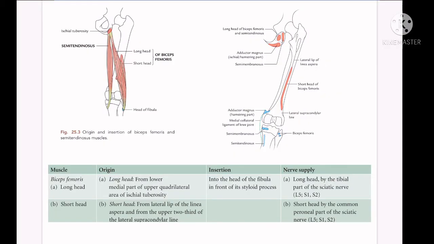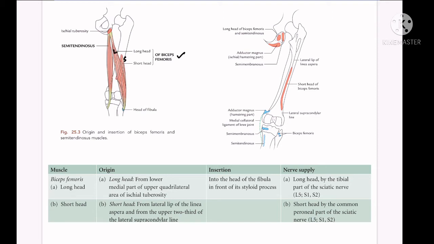We have got the name of biceps femoris during the discussion of the upper end of the fibula. Let's have a quick discussion about the biceps femoris muscle. The biceps femoris muscle presents two heads. That's why it is named biceps. One is the long head and one is the short head. Depending upon the length, the long head and short head are named.